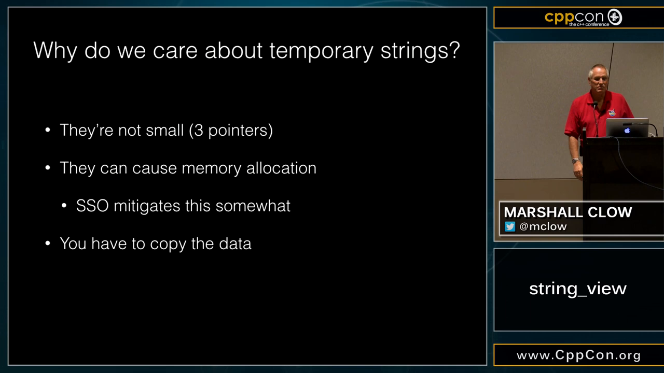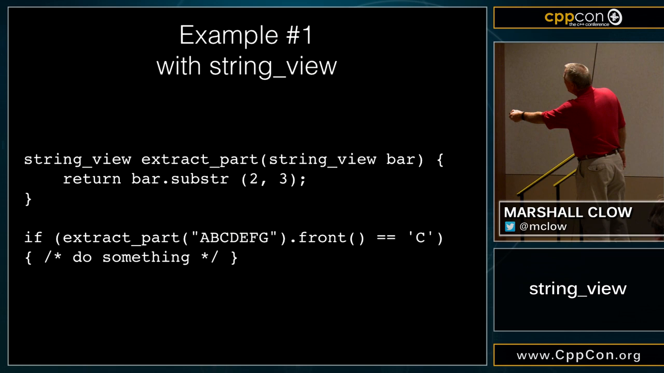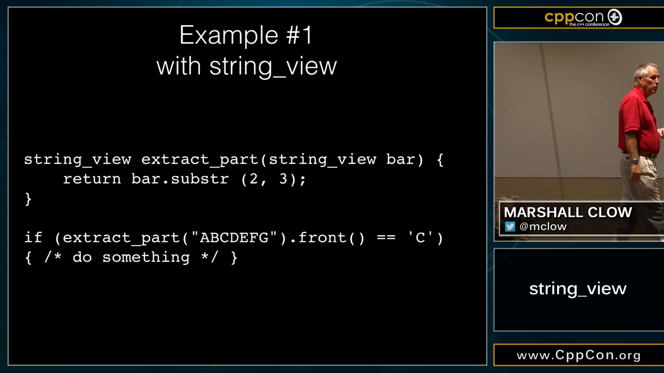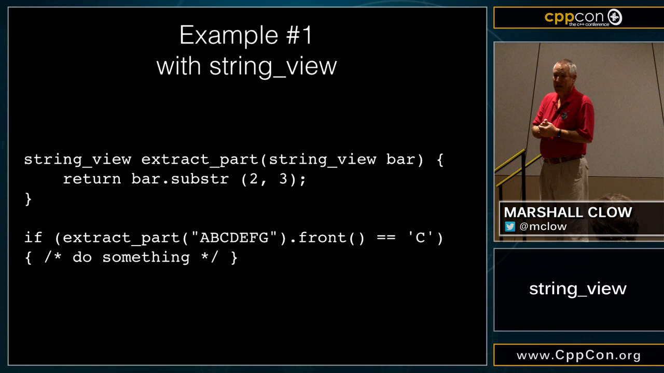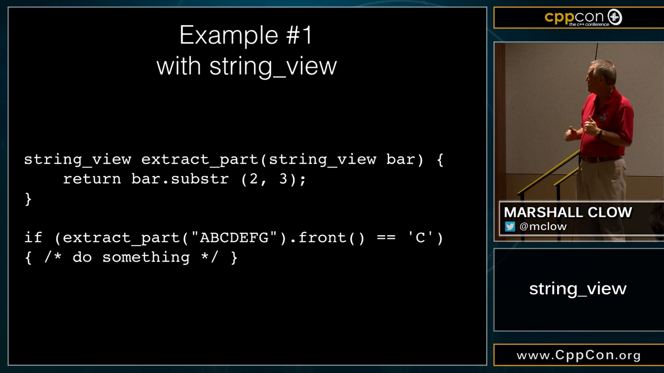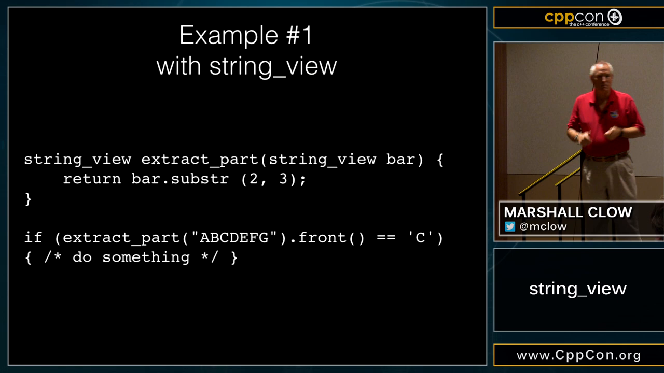Same example, one little change. String view, that's the only change to this example. So what happens here? We call extract part. We have to create a string view. String view has an implicit conversion from a const char star. It has to traverse the list because it needs a pointer and a length. It has to traverse the constant to find the null on the end. So it knows now that it's A and 7.